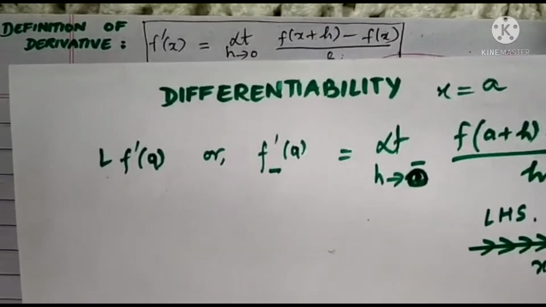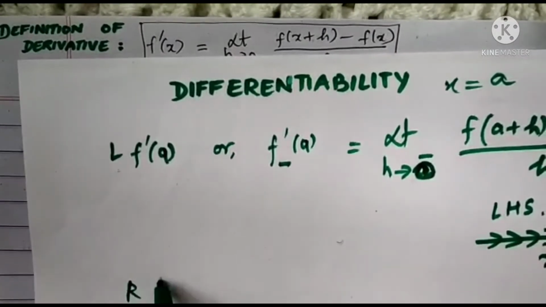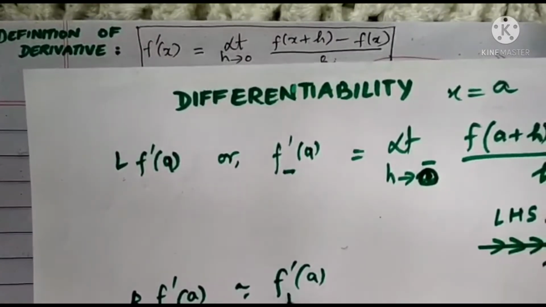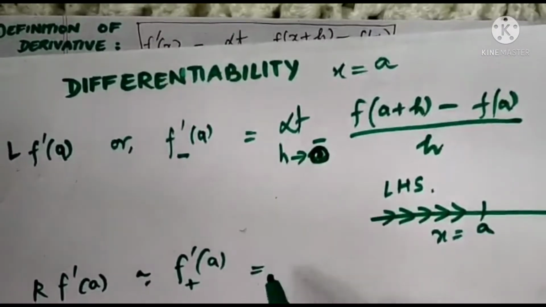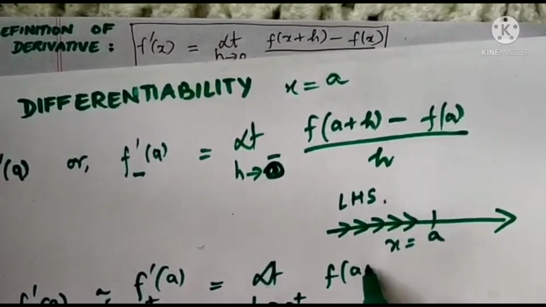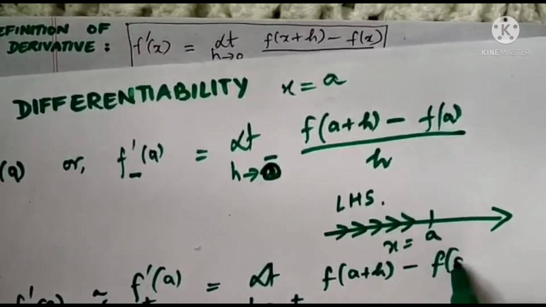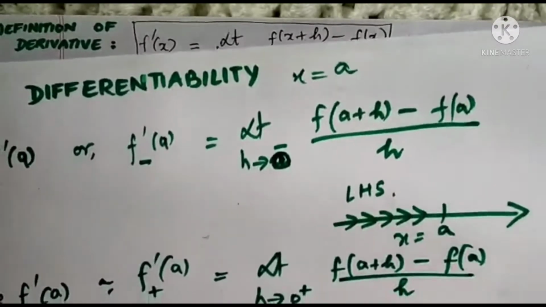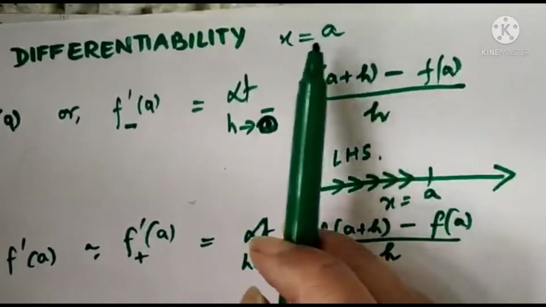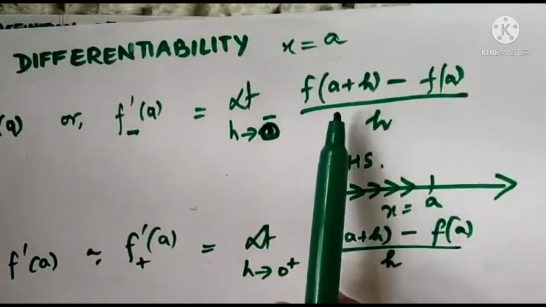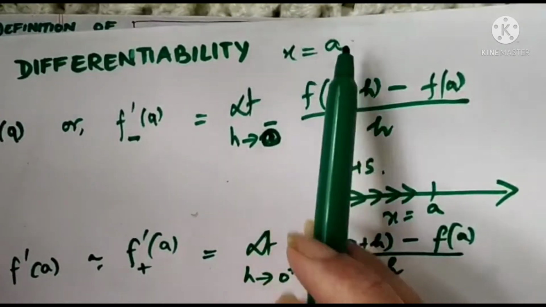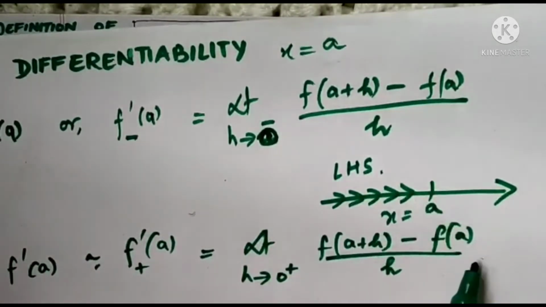Got it? Okay. Similarly, next we are going to find right-hand derivative. Can be denoted as plus also. The right-hand derivative is calculated as limit h tending to 0 plus f of a plus h minus f of a divided by h. This is the definition of your right-hand derivative. Okay. If your point given is x equal to a, you'll replace all the x values by a. If your point given is x equal to 2, replace all the x values by 2 and so on.